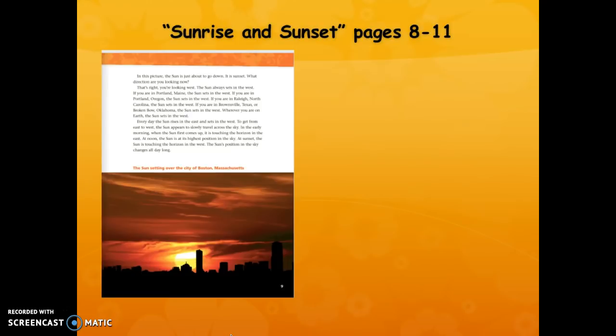To get from east to west, the sun appears to slowly travel across the sky. In the early morning, when the sun first comes up, it's touching the horizon in the east. At noon, the sun is at its highest position in the sky, and at sunset, the sun is touching the horizon in the west. The sun's position in the sky changes all day long. So, what do you think is a main idea and some supporting details? Stop the video and jot some of those down. If you need to go back and look in your book, feel free.